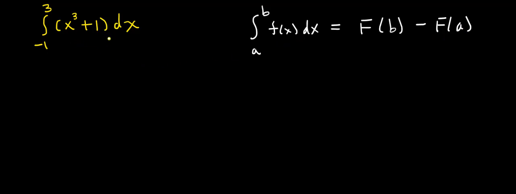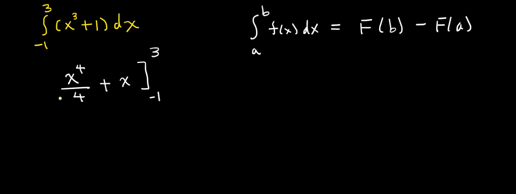So in order to evaluate this, we need to take the antiderivative of x cubed plus 1, which is x to the 4th over 4 plus x from negative 1 to 3. Now you don't need plus c because this is a definite integral. When you have a lower and upper limit, you don't need to put plus c. Notice x to the 4 over 4 plus x represents the capital F. Now we got to plug in b and then plug in a and subtract them.